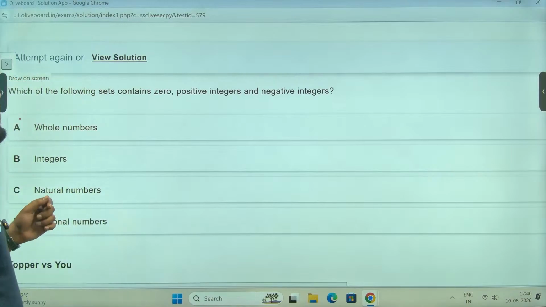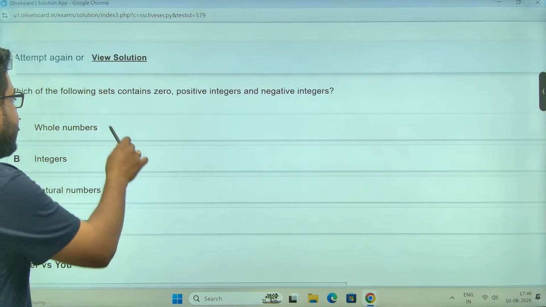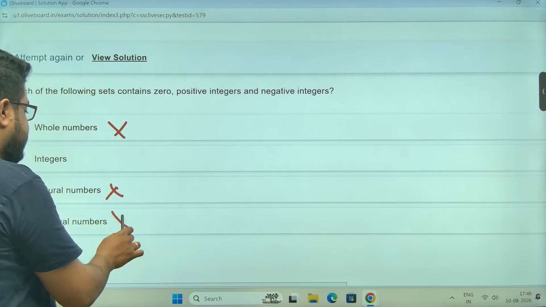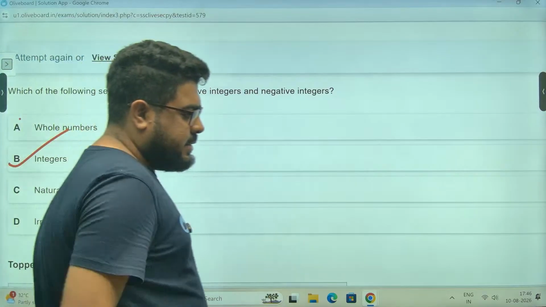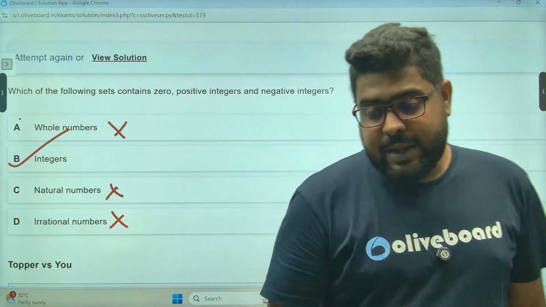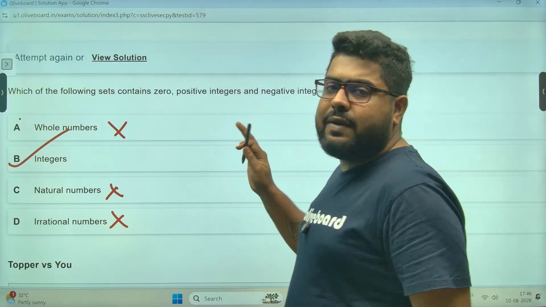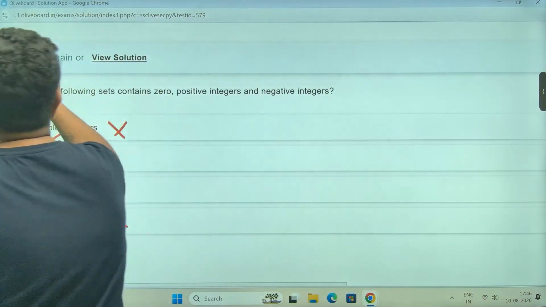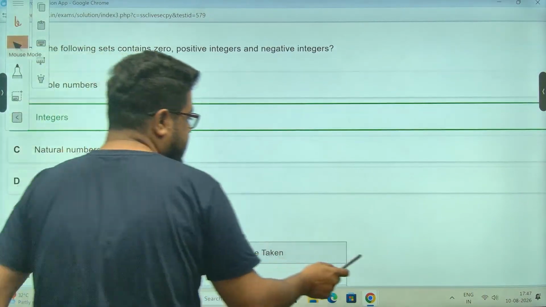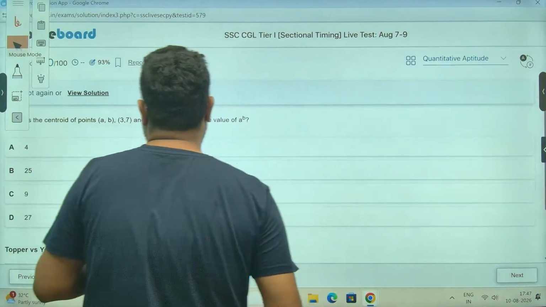Which of the following contains 0, positive and negative? Whole numbers are only non-negative, natural numbers are only positive. This is not an integer, so that is the answer. Again, no need of pen and paper. These types of questions were asked so many times, at least 10 to 12 questions like this in last year's paper. So this is a very important question.